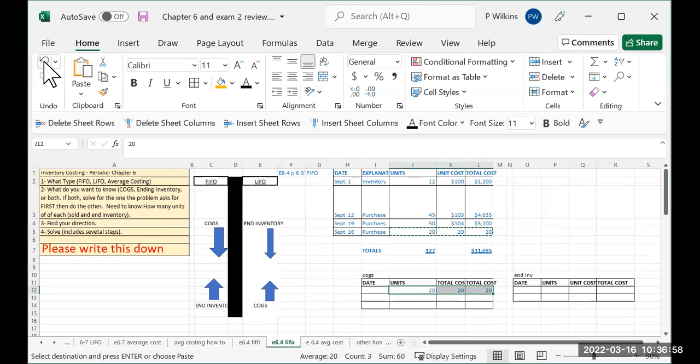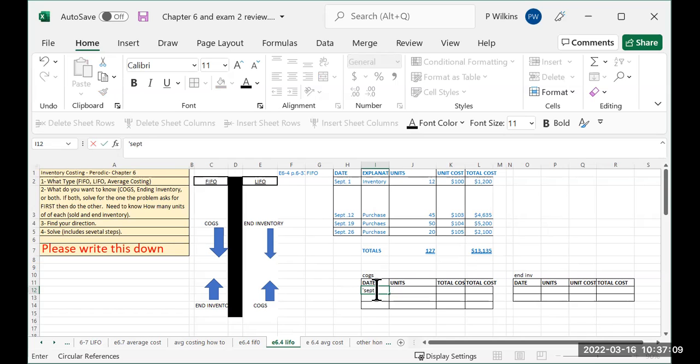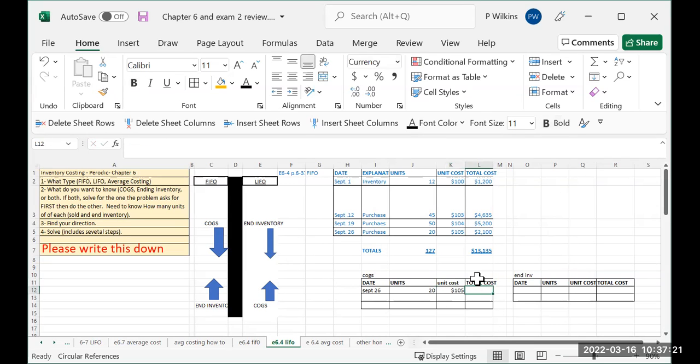Let's see, the date is September 26th. We've got 20 units. We've got $105 per, oh, that says total cost, it's not total unit costs. There we go. $105 per snowboard at 20 each would be $2,100. So 20. We're trying to get 102, so we still need what? 102, 92, we still need 82.